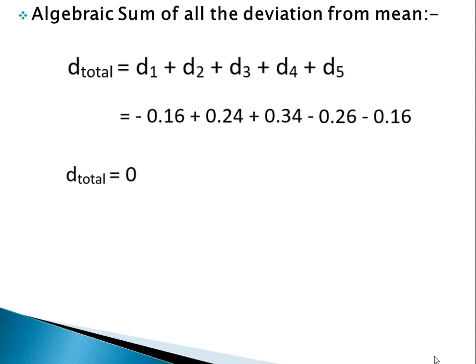The condition for algebraic sum of all the deviation from the mean is that if you add all the deviation from the mean, then the total of all the deviation should be 0.